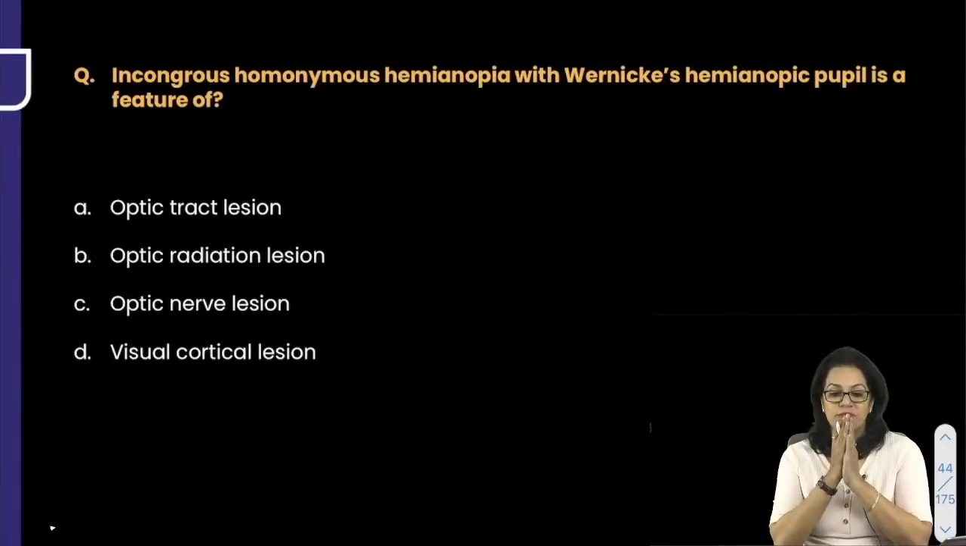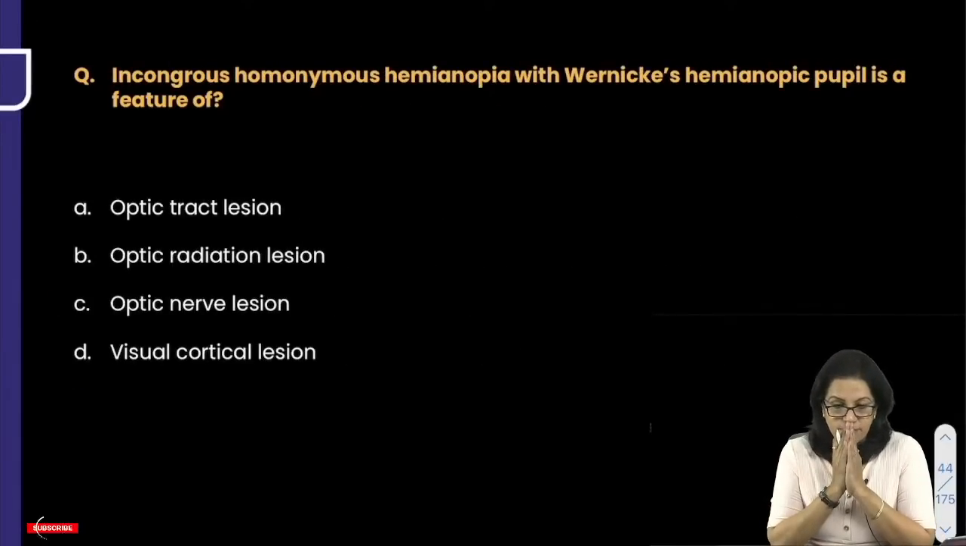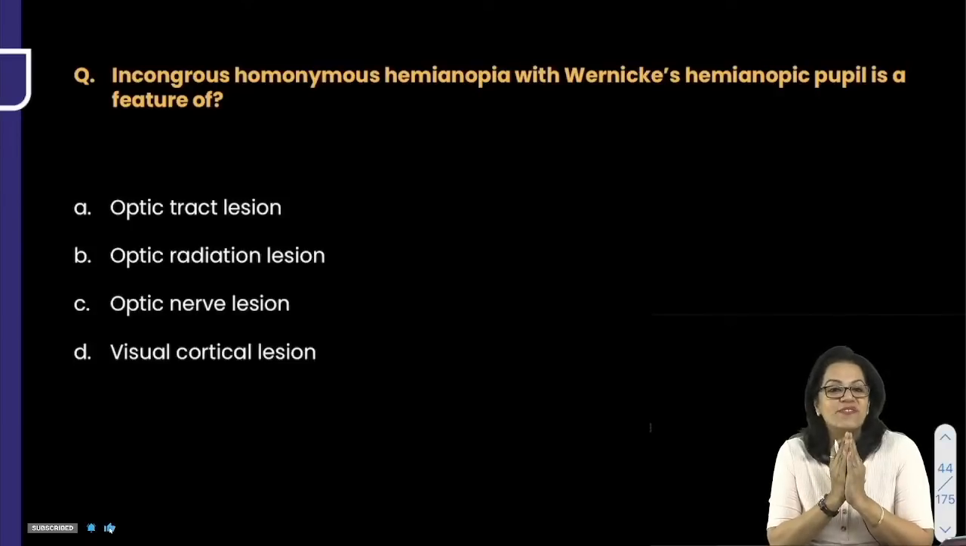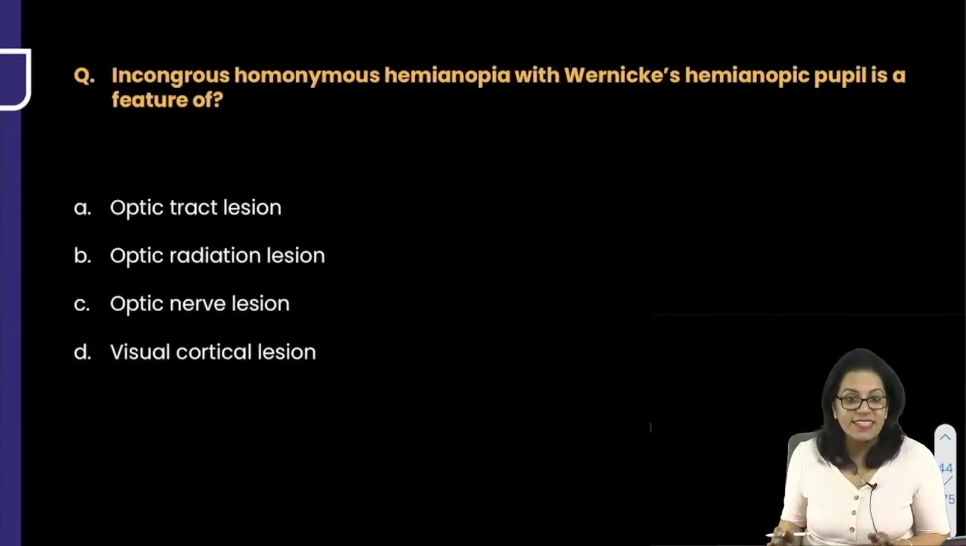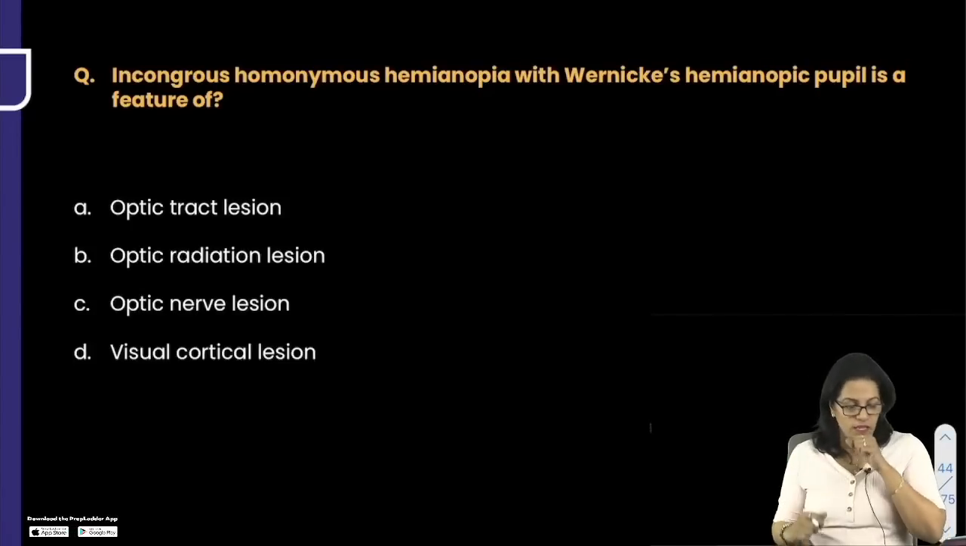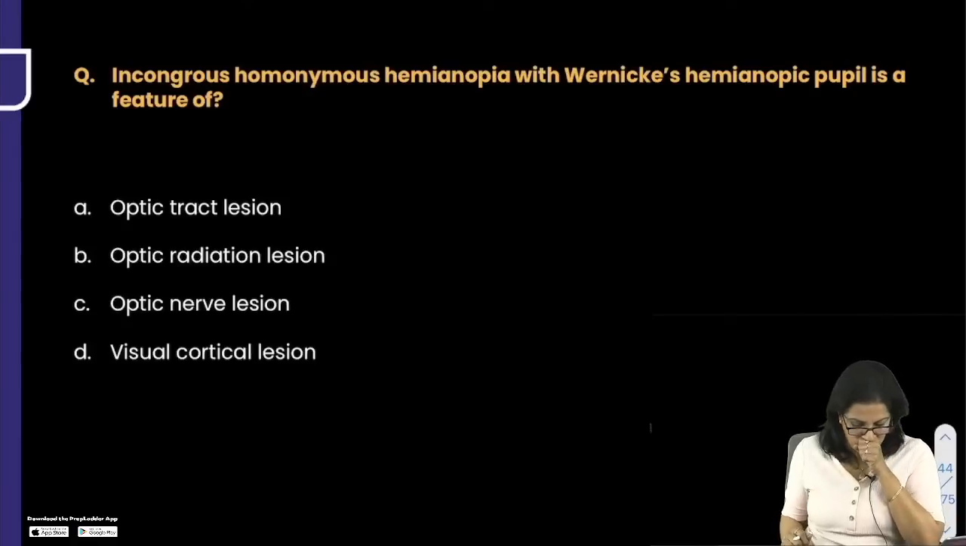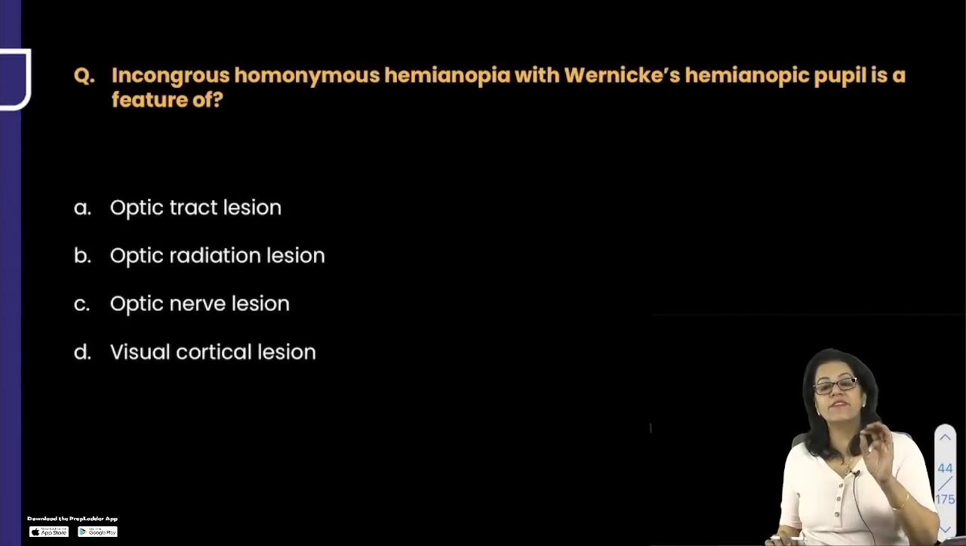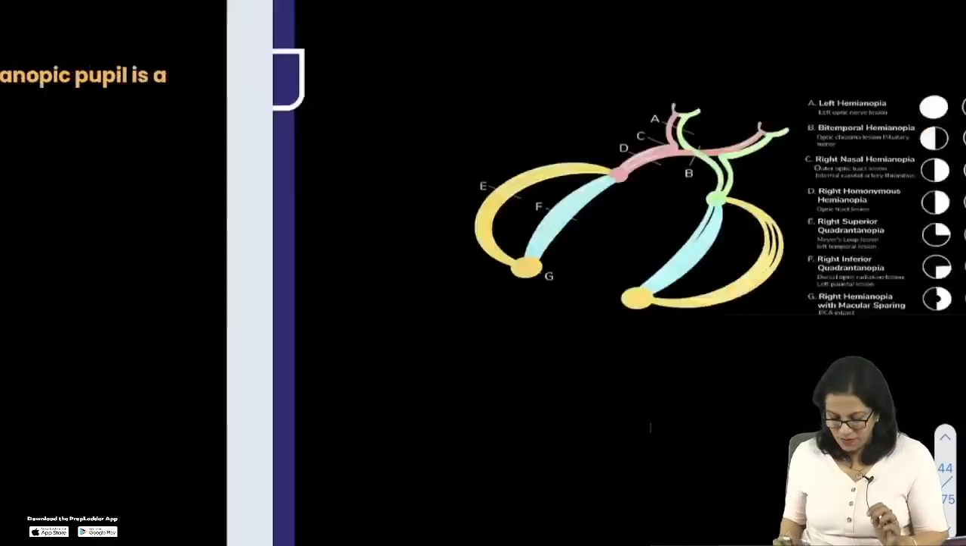We come to the next question. Incongruous homonymous hemianopia with Wernicke's hemianopic pupil is a feature of. I think it's a very, very simple question. Let's quickly revise our visual pathway and lesions of visual pathway.